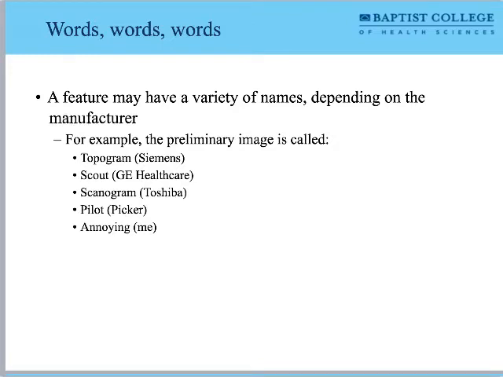A CT scanner is the same way. As these people started to develop the things, they all wanted to carve up their little piece of the pie. As an example of different proprietary names for just a scout, just an initial lining up picture, you've got Siemens calling it a topogram, GE calling it a scout, Toshiba calling it a scanogram, Picker calling it a pilot, and then I'm just calling it annoying. It's ridiculous. For the most part, I just go with whatever is shortest. So of that list, scout.